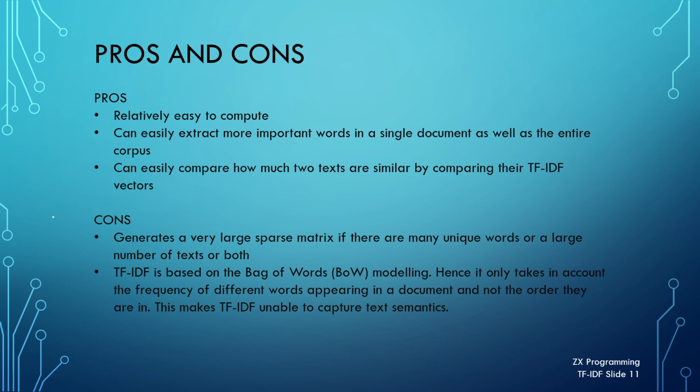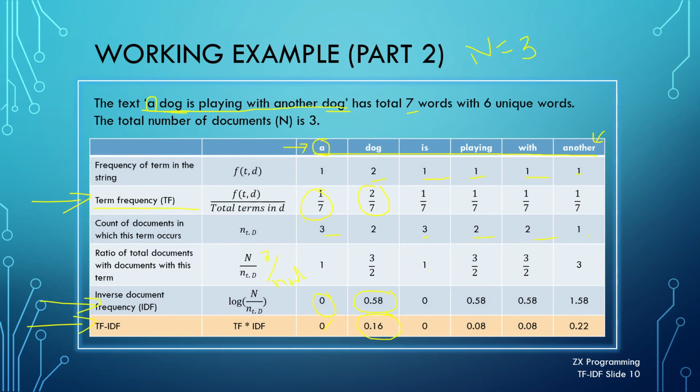Another disadvantage of TF-IDF is that it is based on the bag of words modeling. A bag of words modeling basically means that we are extracting the unique words or different words that occur in a text data and not the order that they are in. For example, if we remember here, we just extracted that there are 6 unique words, but we were not concerned with the order they appeared in. They could have been in any other order and the TF-IDF values would have been unchanged.